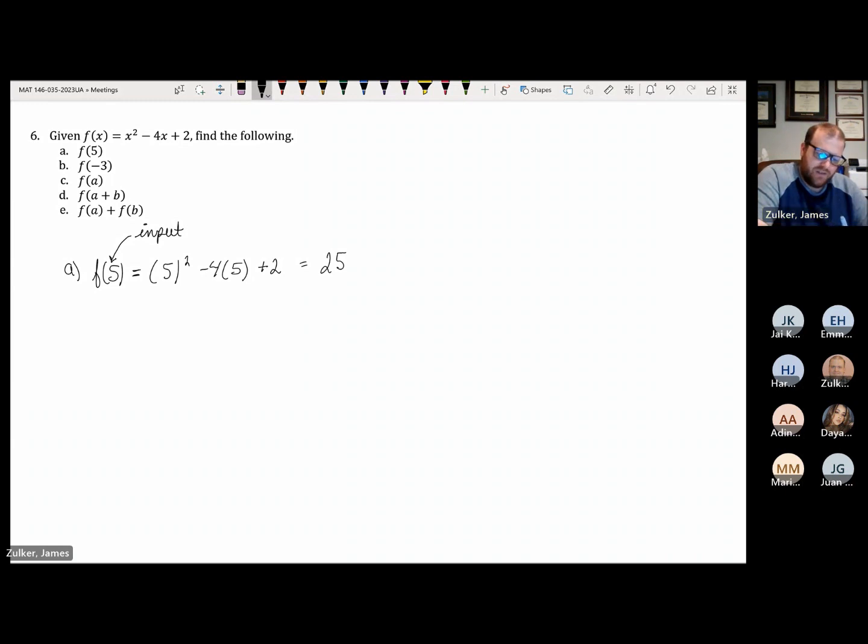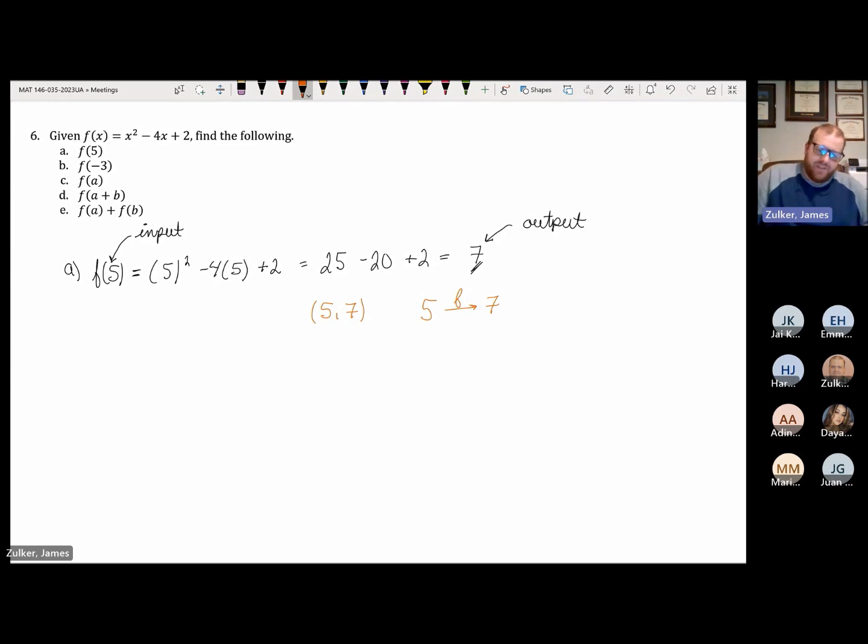5 squared is 25. 4 times 5 is 20. So we get 7. This 7 is called the output. f of 5 is equal to 7. If you wanted to represent that as an ordered pair, it would be (5, 7). You might also see 5 maps to 7 through f.